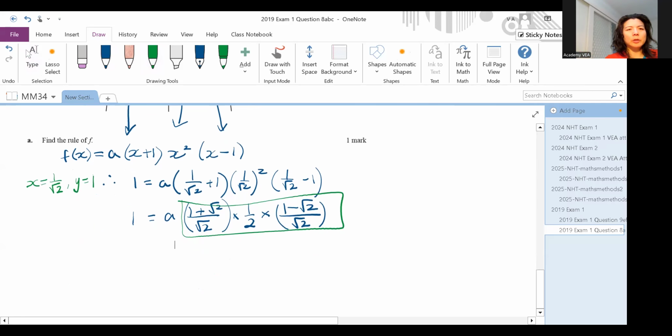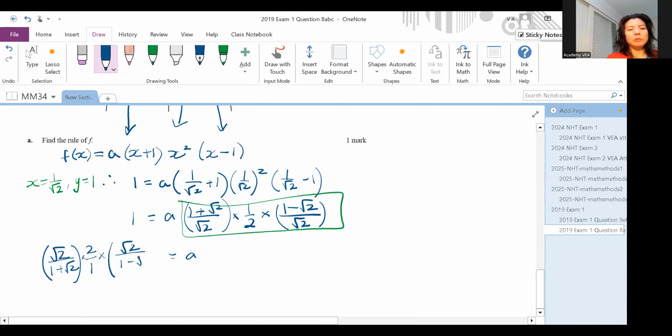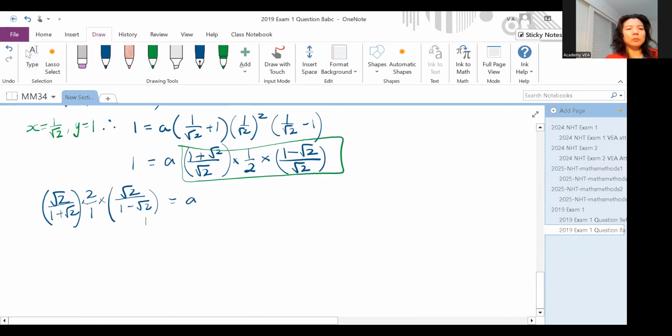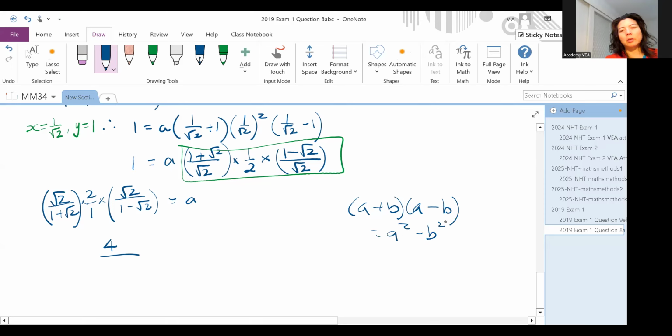So we're going to multiply by everything upside down like this, which means that a must be equal to root 2 over 1 plus root 2, times 2 over 1, times root 2 over 1 minus root 2. And then when you expand this out, you're going to get root 2 times root 2 is 2, 2 times 2 is 4, so that's in the numerator. And in the denominator, you have a difference of perfect squares. So our good friend a plus b, a minus b, which gives you a squared minus b squared.